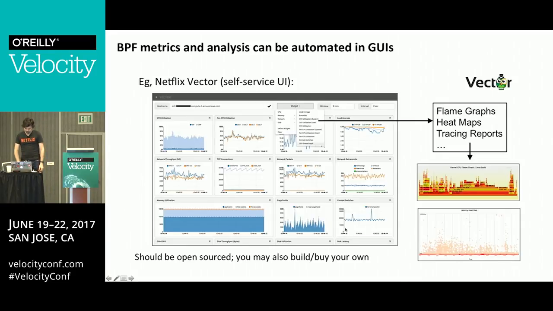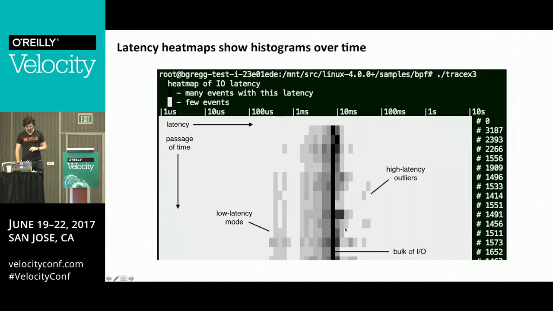Visualizations. So I went through many CLI tools, and they're great for demonstrating the capabilities of BPF, but not many people are going to be SSHing on. If you do, that's great. At Netflix especially, people will be using our Vector self-service UI and other UIs to get BPF metrics, where you can click a button and you get flame graphs and heat maps and tracing reports. And I spent the last 3 weeks working on this intensely on Vector.